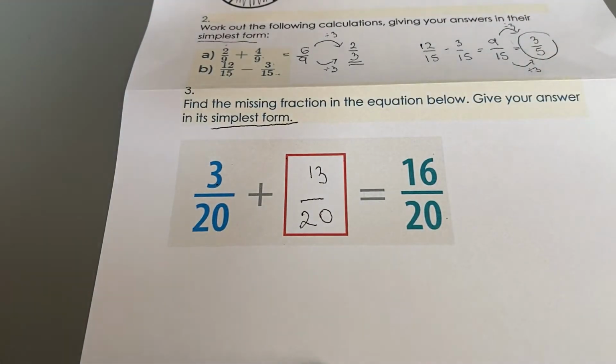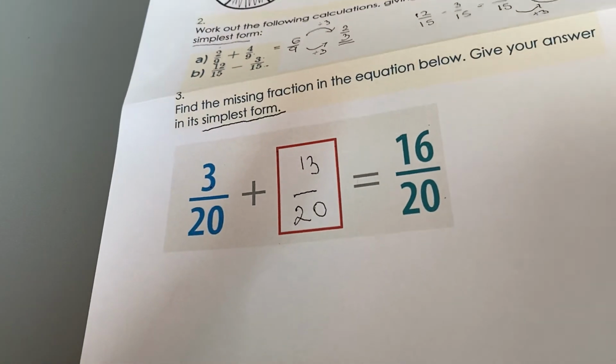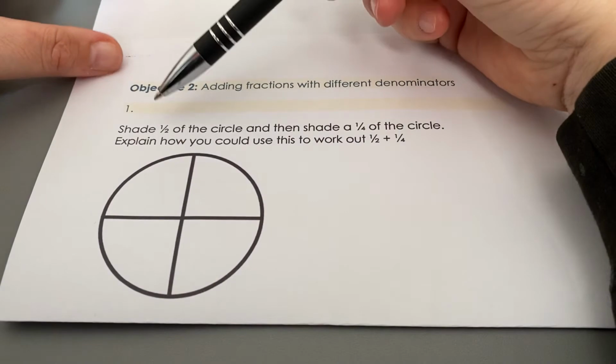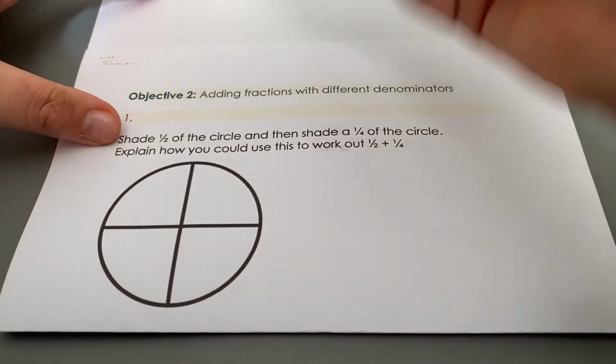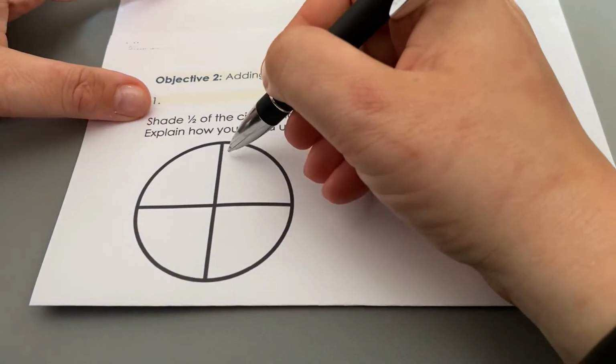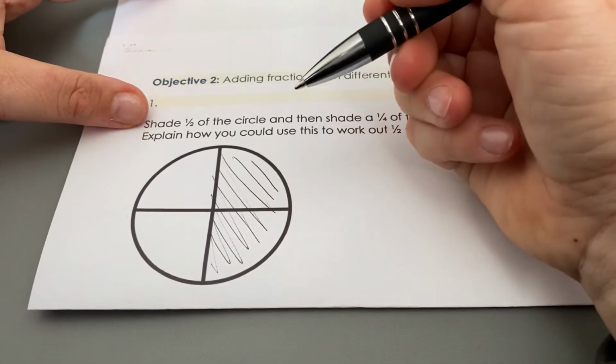This lesson has a second objective, which is adding fractions with different denominators. So let's start with this example here. First of all, we need to shade half of the circle. So it's broken up into 4 parts. Half of the circle is going to be this section here.